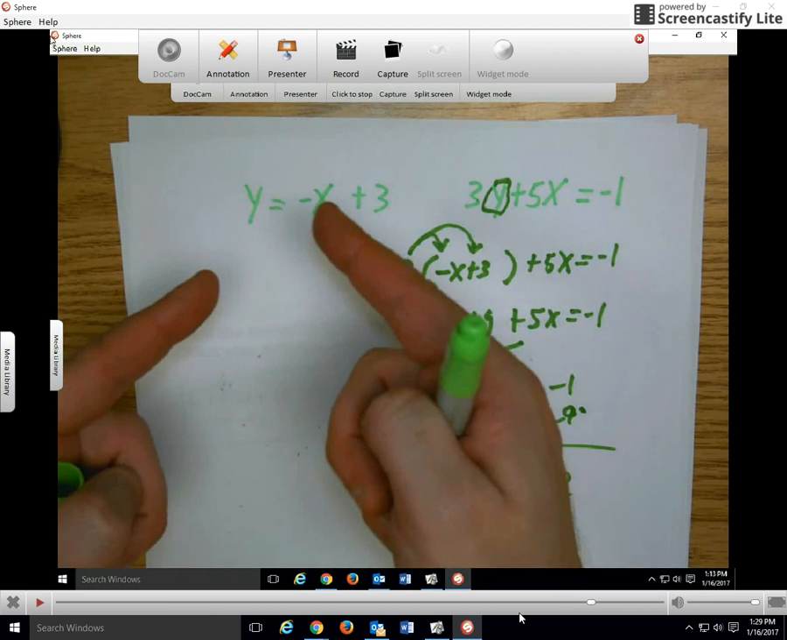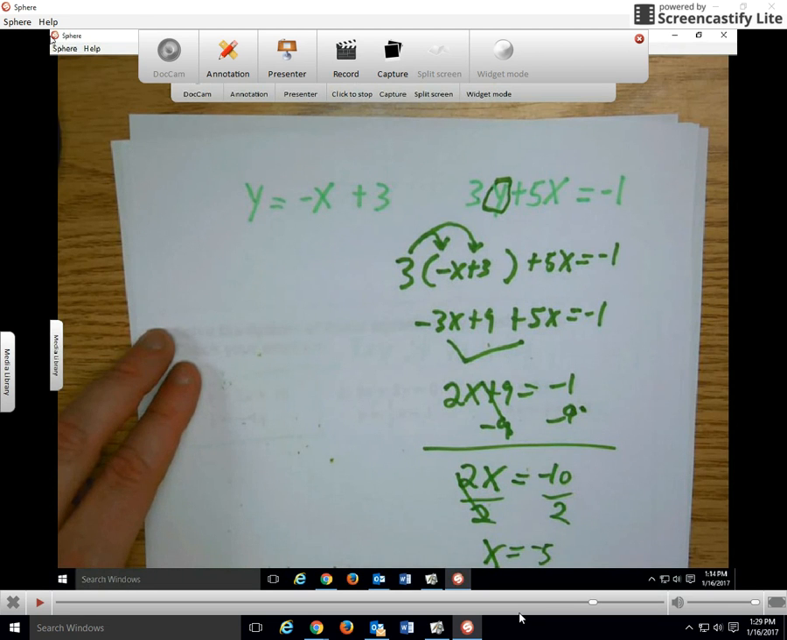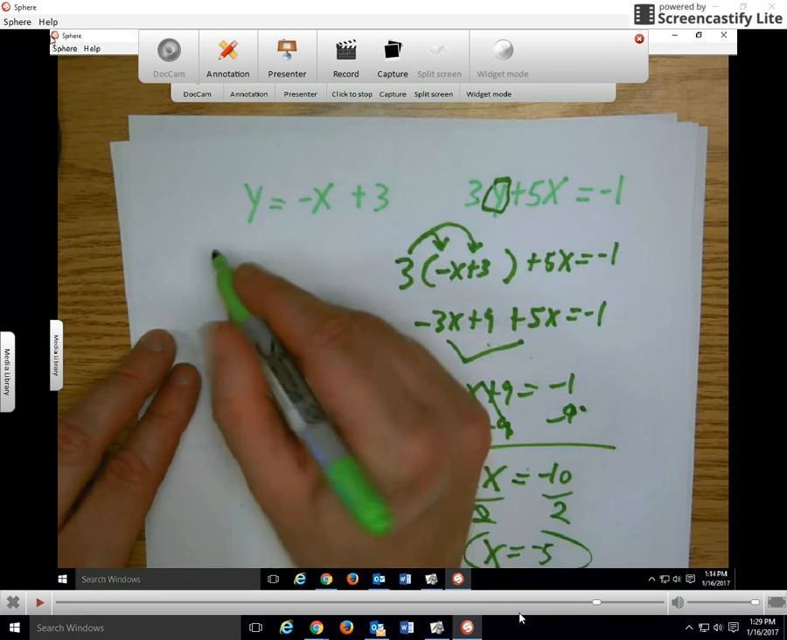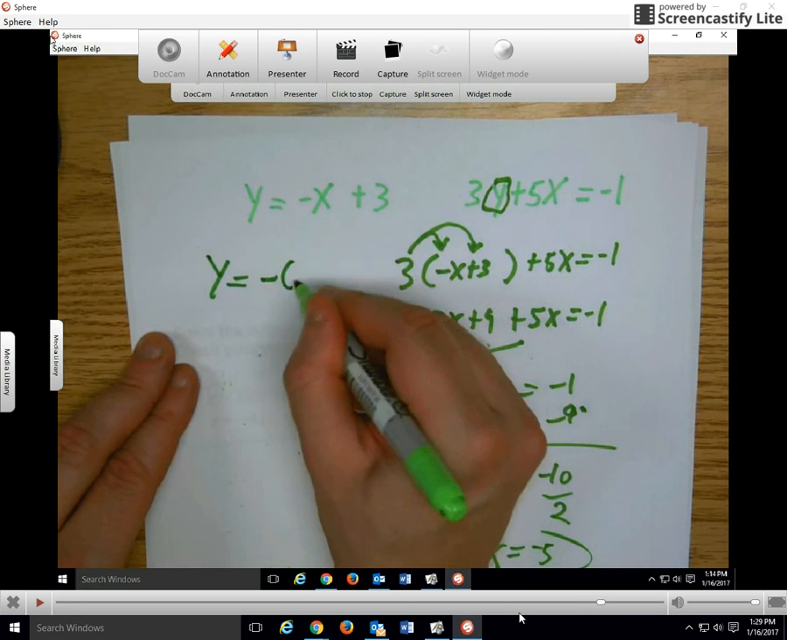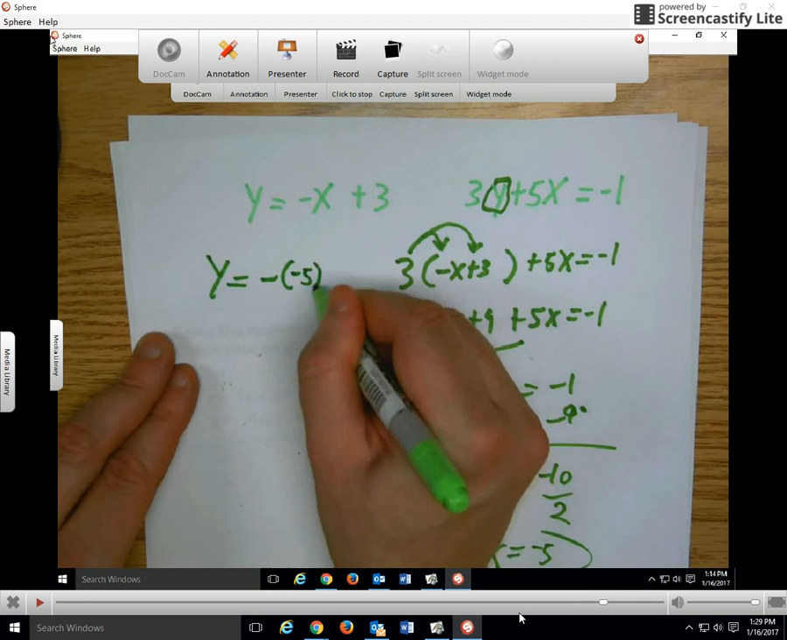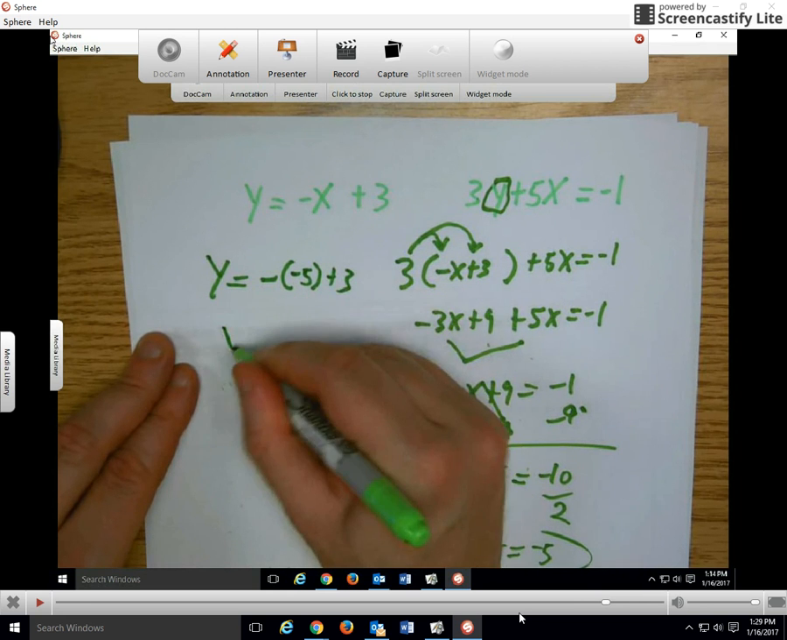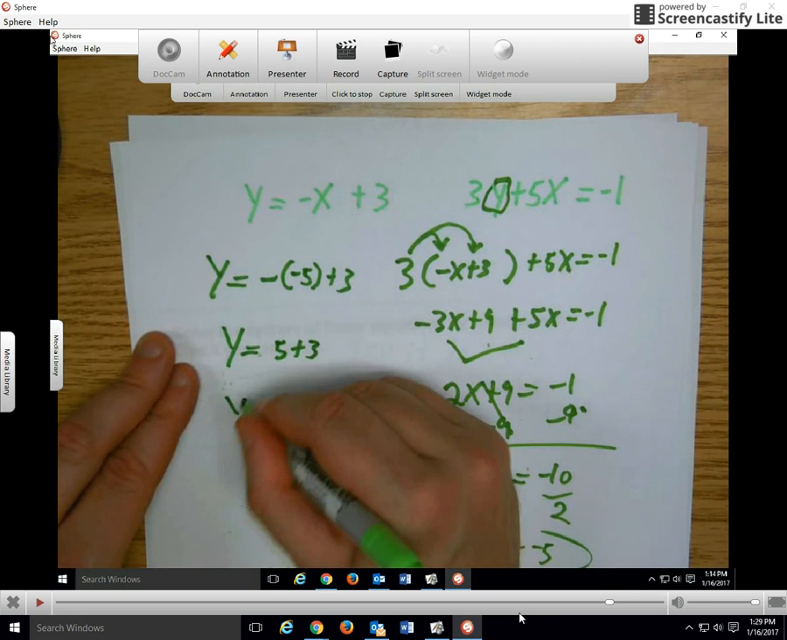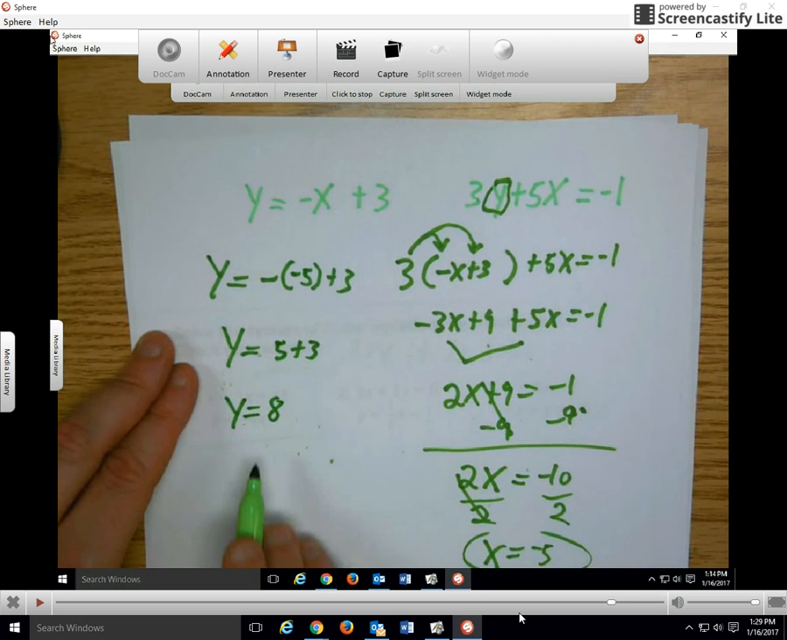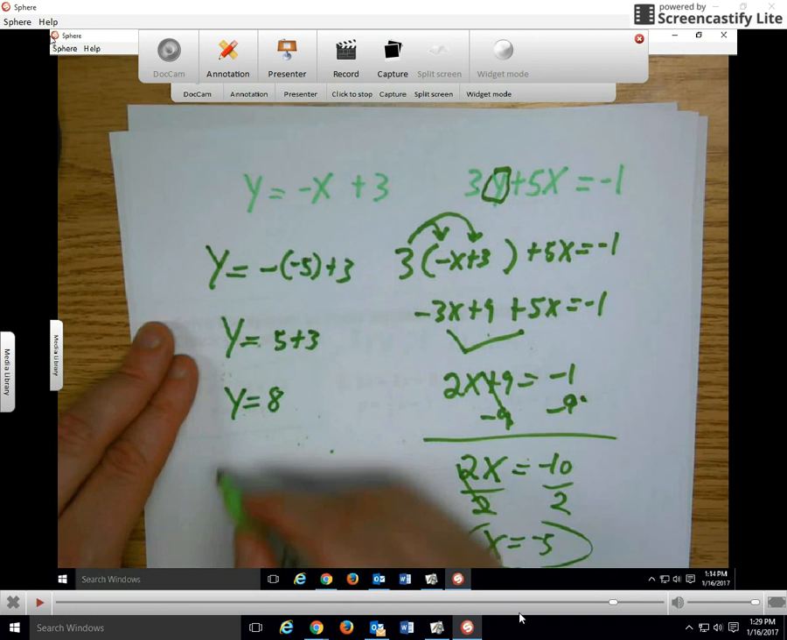So I'm going to substitute in a -5 up here into this equation in place of the x. So y equals a negative, and then x is -5, plus 3. Y equals a negative and a negative, make it a positive. Y equals 8. So I have my ordered pair here. I know x is -5. I know y is 8.